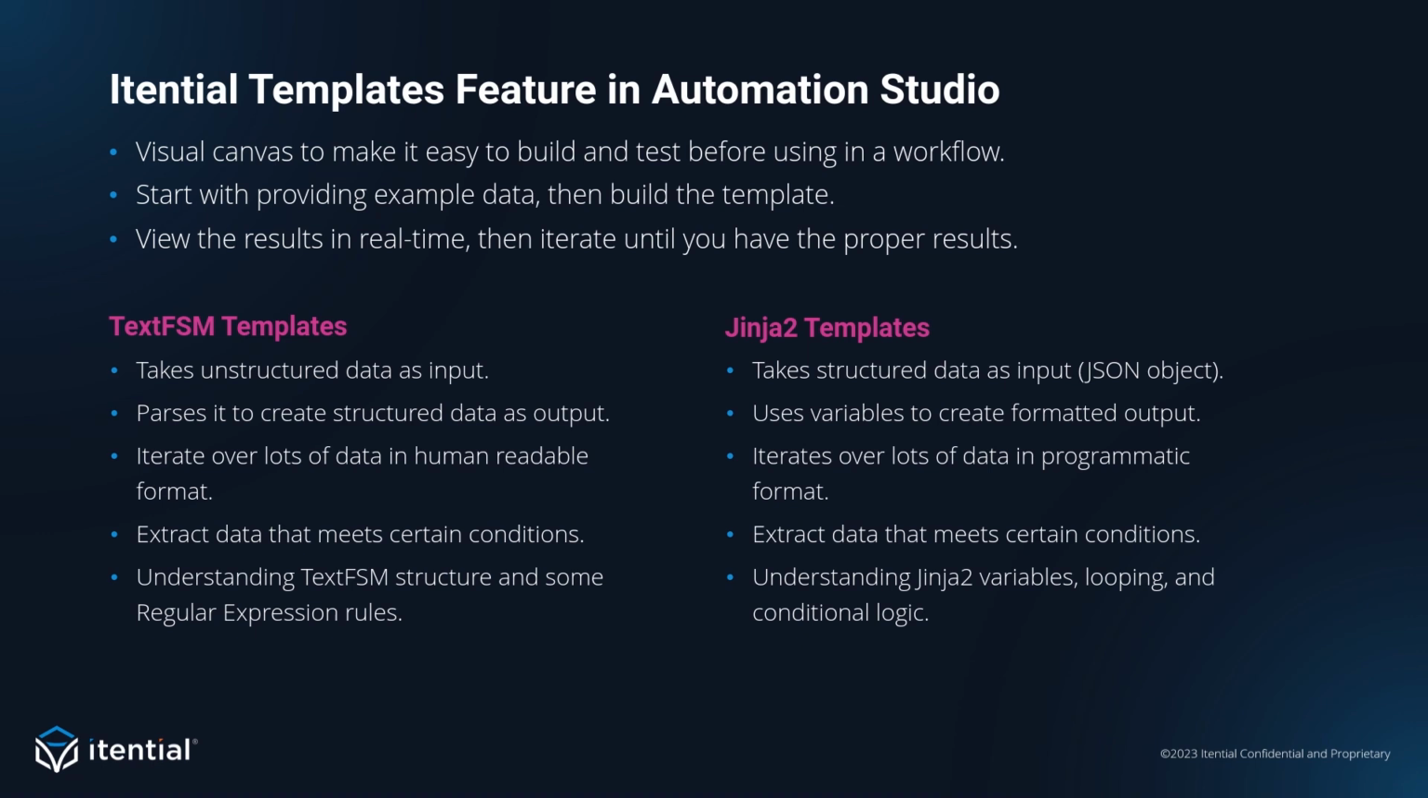So TextFSM generally takes unstructured data as input, and then you create the template rules to parse through that unstructured data and pull out the things that you want as output. This allows you to iterate over lots of data in human readable format. It could be difficult human readable format, but nonetheless, the data is there. And we're trying to extract the data that meets certain conditions or certain needs that we may have.